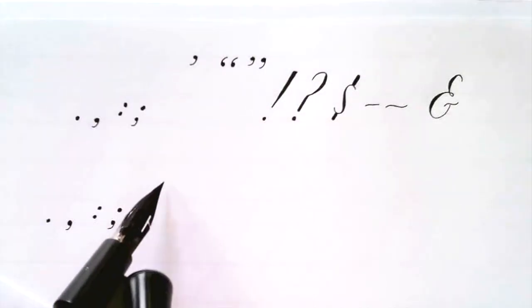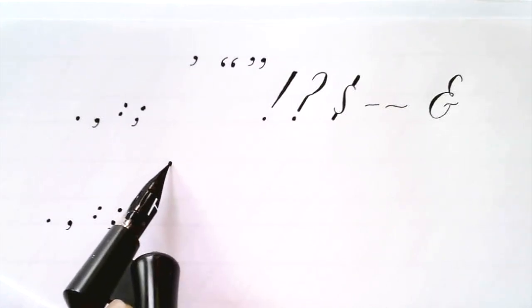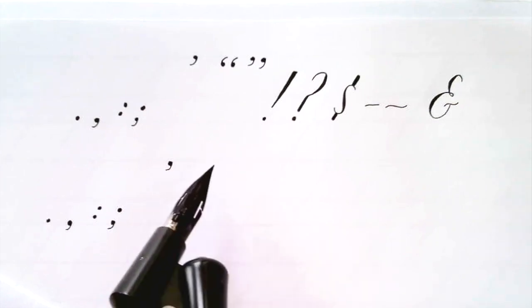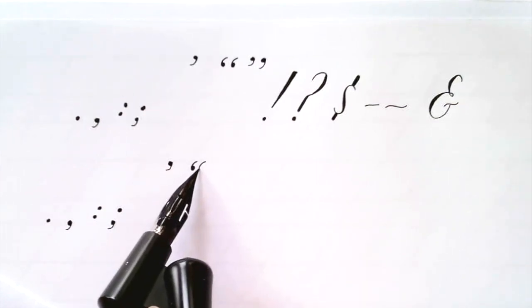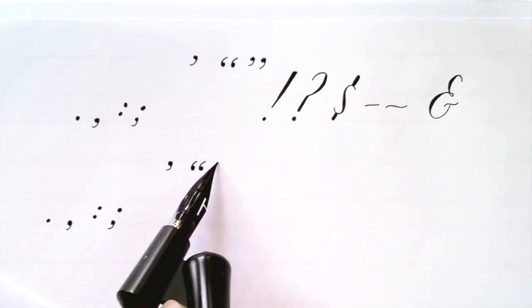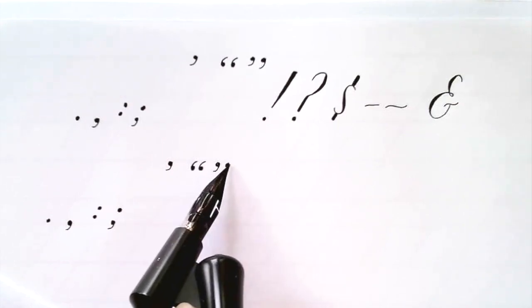The apostrophe is a comma sitting at the ascender line, so the little period filled in, and you add the little hook or the tail. And then the quotation marks are two reverse commas and two commas, again sitting at the ascender line.